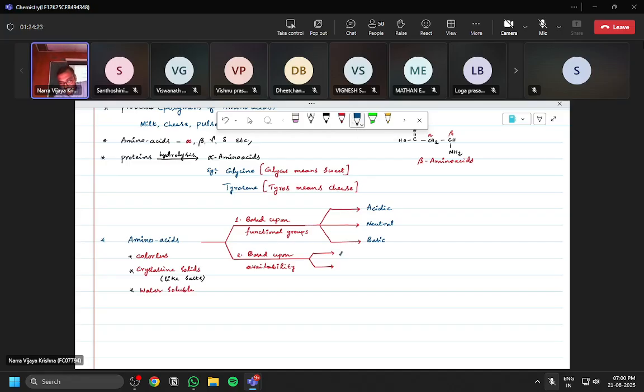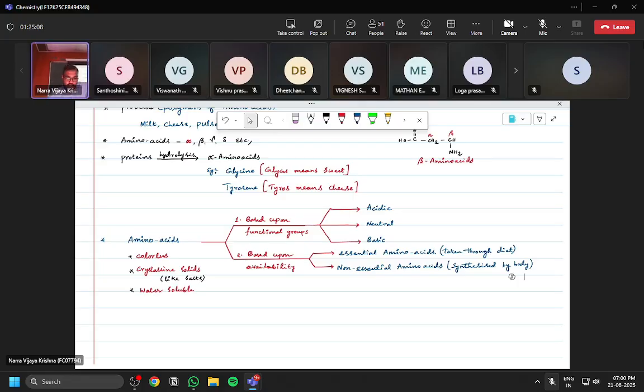So essential amino acids and non-essential amino acids. Essential amino acids must be taken through diet. Non-essential amino acids can be synthesized by the body. Do you have any questions in this?